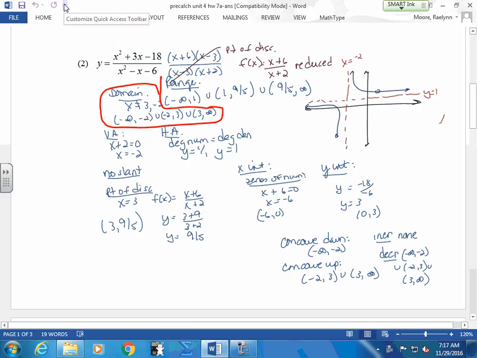First thing to do, factor everything. Before you reduce, go for your domain restriction, because everything in that denominator you cannot use. So take your domain restriction out first. You cannot use a -2 or a +3.